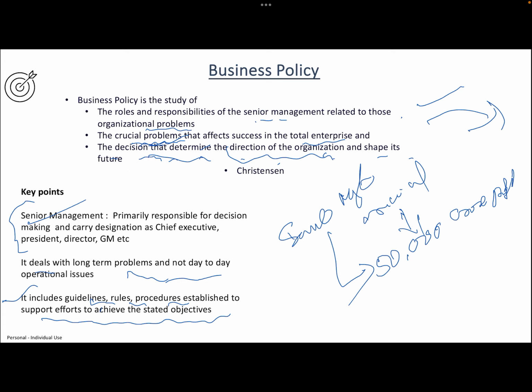Clear, guys? Three important points. It is owned by senior management. It is a responsibility of the senior management who carry designations like chief executive officer, president, director, etc. And then they deal with crucial problems or long-term problems and not day-to-day problems, and business policy also provides guidelines, rules, procedures, etc. to achieve the stated objectives.